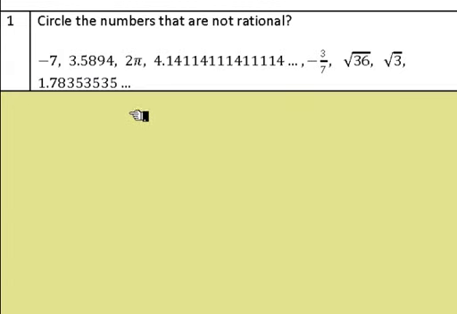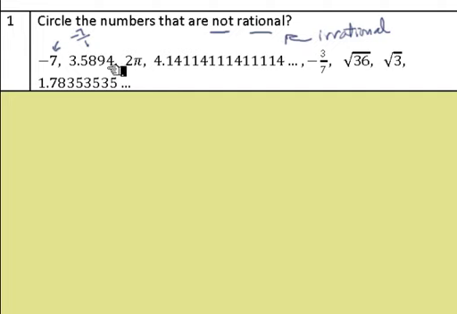In number 1, we're asked to circle the numbers that are not rational. Okay, not rational, that's the same thing as irrational. So the first number is -7. That's an integer. All integers are rational numbers. They can easily be written as fractions. Just stick a 1 in the denominator. All right, so this is rational.